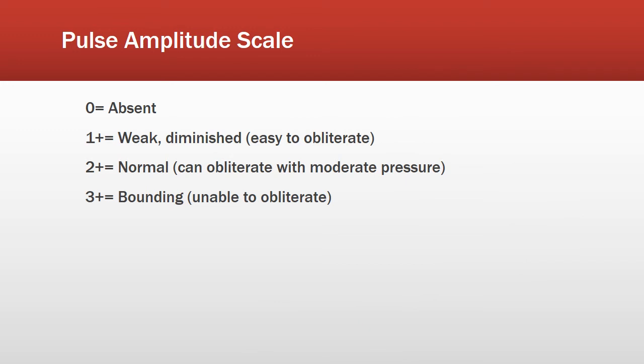When you're assessing pulses, you want to use the pulse amplitude scale. 0 is absent. That means you cannot feel the pulse at all. 1+ is weak and diminished. It's easy to obliterate that particular pulse. 2+ is normal. It can be obliterated, but you have to use moderate pressure in order to do so. 3+ is bounding, and you are unable to obliterate it.